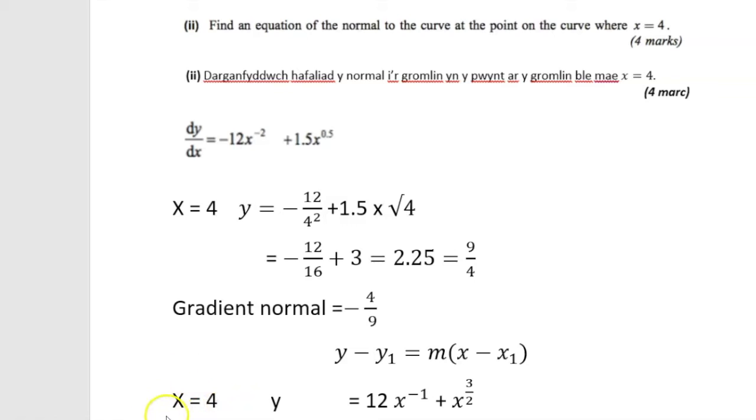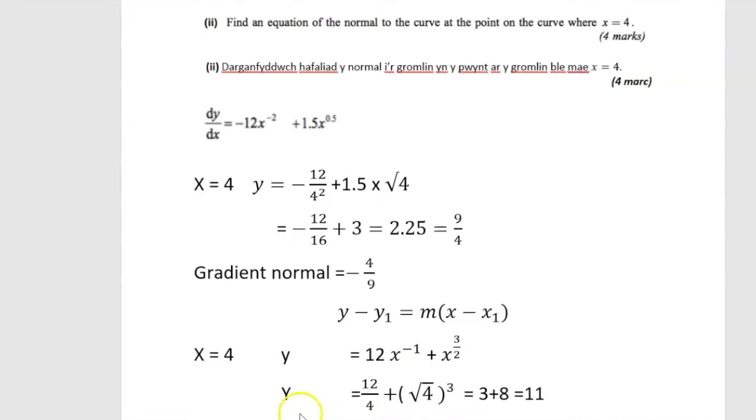We know x is equal to 4 at this point, so y equals 12x to the minus 1 plus x to the power 3 over 2 is the equation of the curve. Let's sub x equals 4 in, so y equals 12 over 4, because x to the minus 1 is 1 over x, plus root 4, because that's x to the power a half, all cubed. 12 over 4 is 3. Root 4 is 2, but if we cube it, we get 8. So 3 plus 8 is 11. The coordinate is (4, 11).